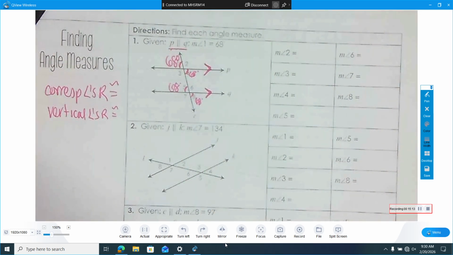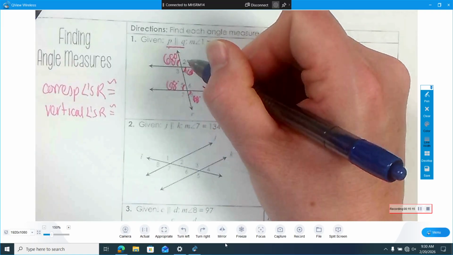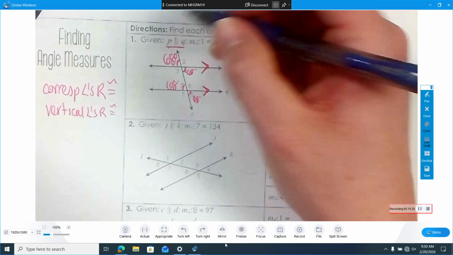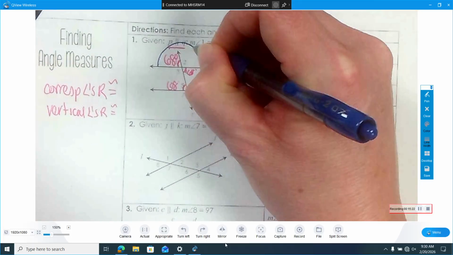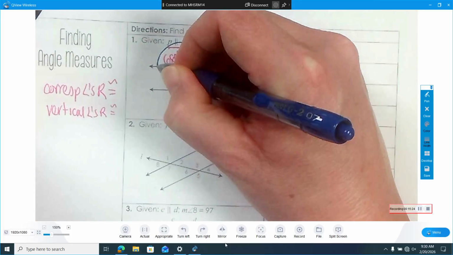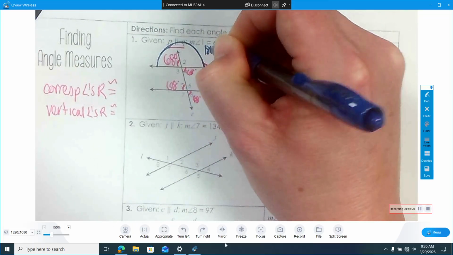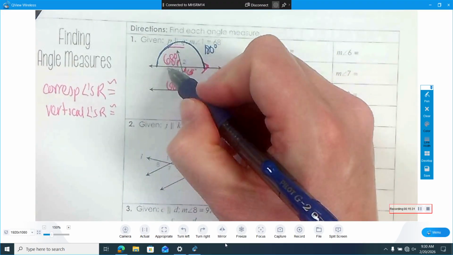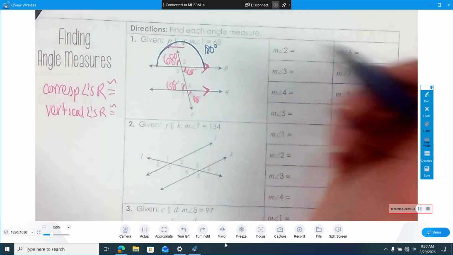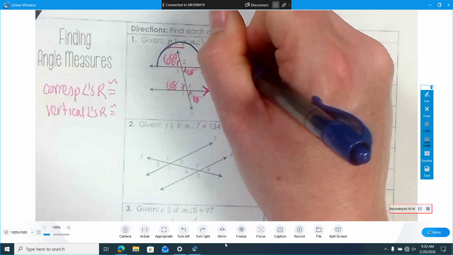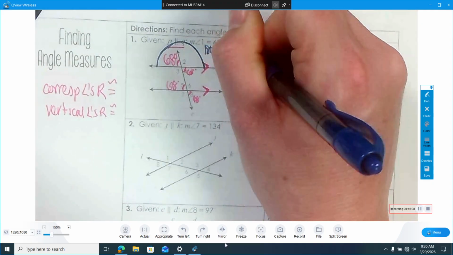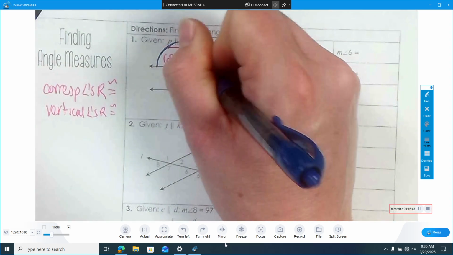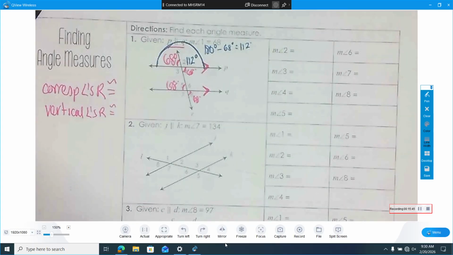Okay. So how can we figure out the measure of angle 2? Subtract from 180. Very good. Yeah, this whole angle we know is 180 degrees. The straight angle is 180 degrees. We have 68 of it. So how do we figure out angle 2? Subtract 68. 180 minus 68 degrees equals 112. Very good. So this angle 2 is 112.